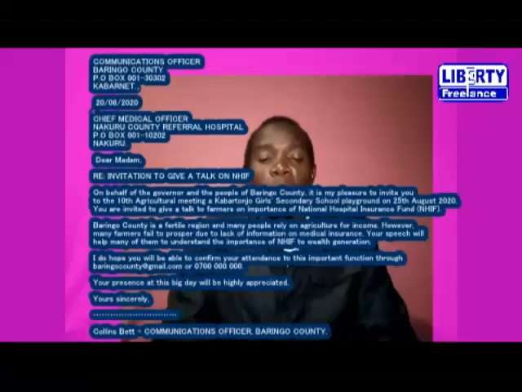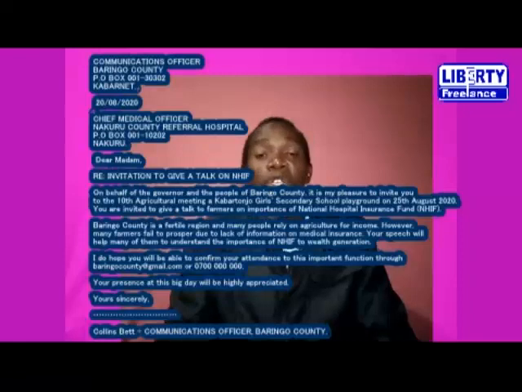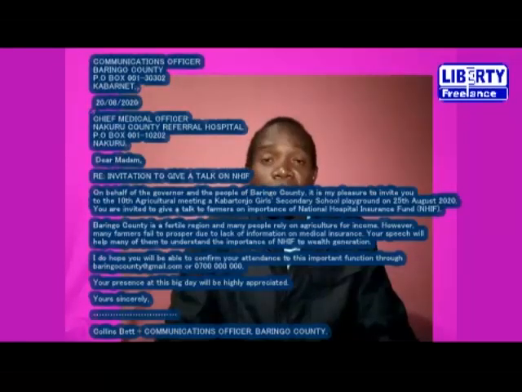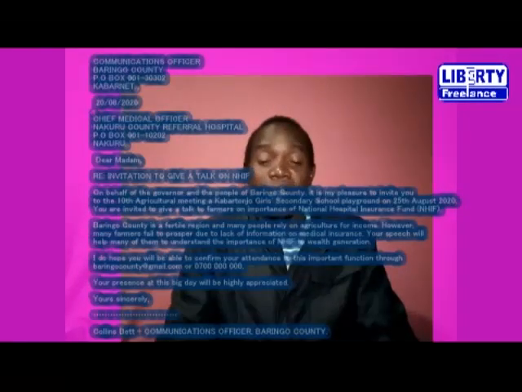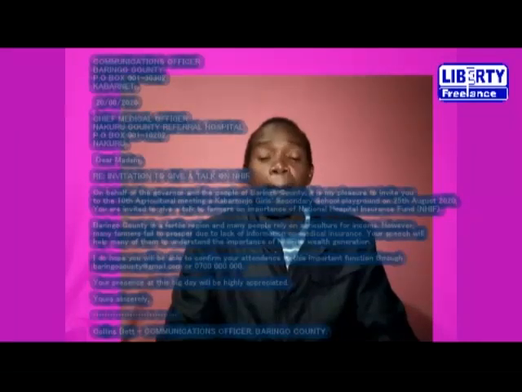I do hope you will be able to confirm your attendance to this important function through baringocounty@gmail.com or 0700000. Your presence at this big day will be highly appreciated. And then you jump one line and write, Yours sincerely, jump one line, sign, jump one line, and write down your name, Colin Smith. And then you write a dash in front of your name and give your position in capital letters, COMMUNICATIONS OFFICER, BARINGO COUNTY.